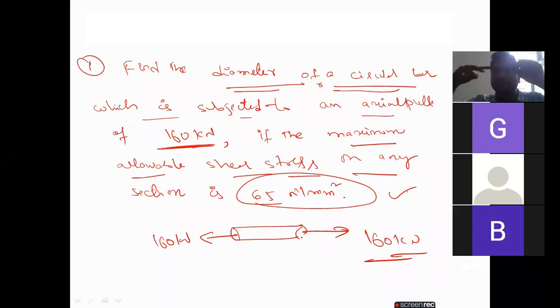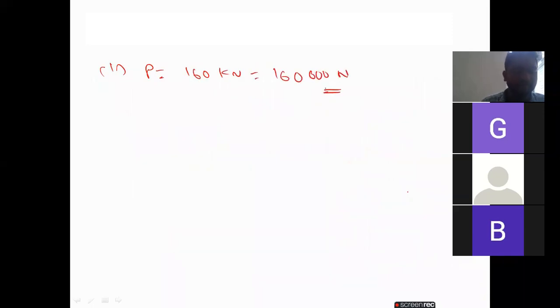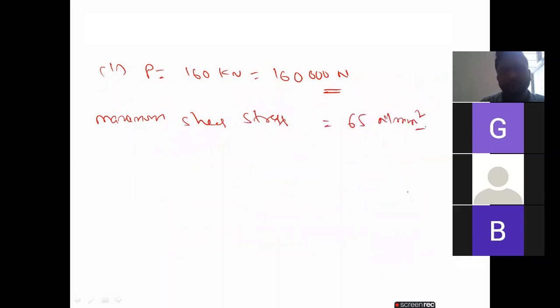Now we have to calculate the diameter of the bolt. Anyway, I will write here. The given data: P equal to 160 kilonewton, that means 160 into 1000 if I convert into newtons. And the maximum shear stress equal to 65 Newton per mm square. And next, let capital D equal to the diameter of the bar.